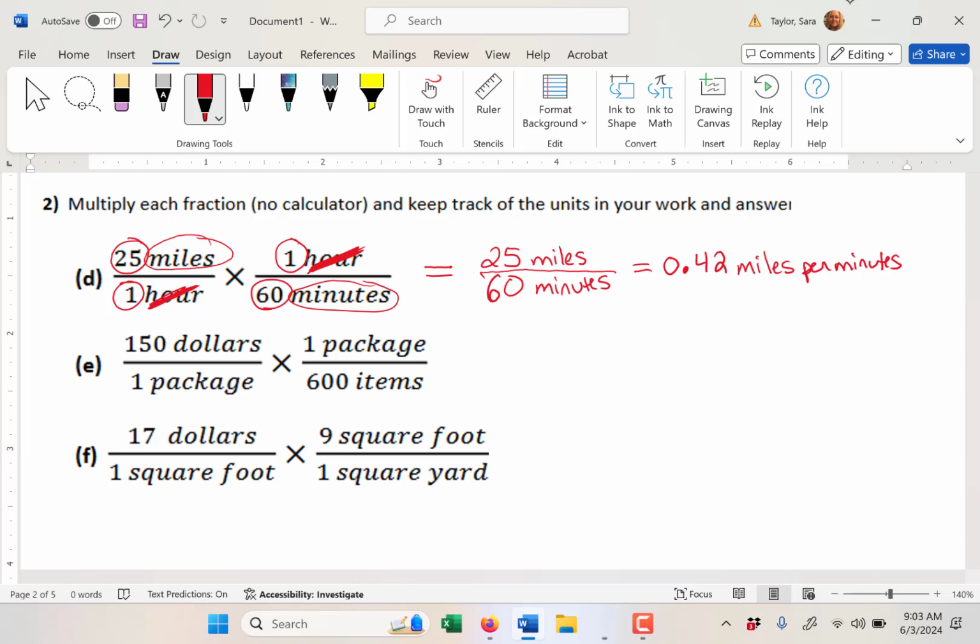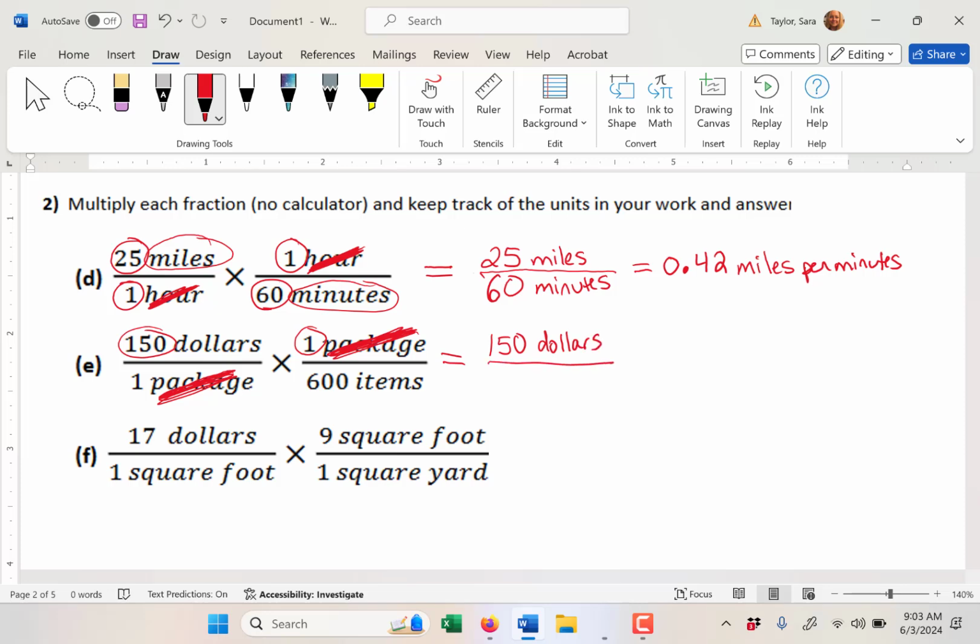In part E, again, we have a unit rate times another unit rate. Again, I'm going to seek out any units in the numerator that cancel with units in the denominator. And I see package in the numerator cancels with package in the denominator. I then multiply the numbers straight across the top. 150 times 1 makes 150. And in the numerator, the units remaining are dollars.